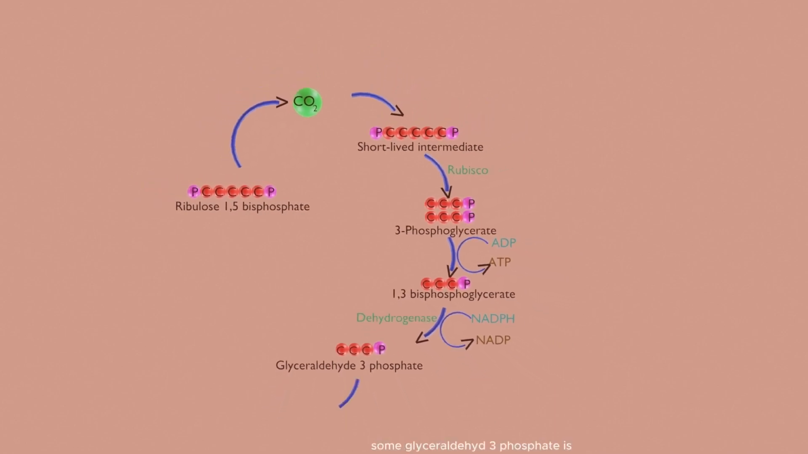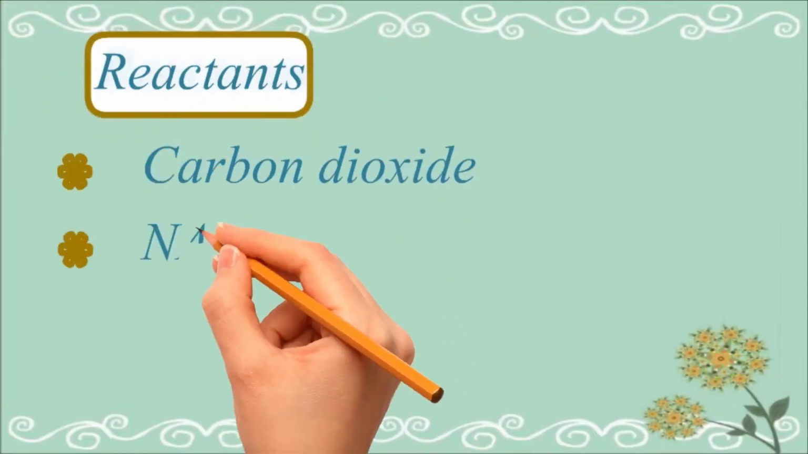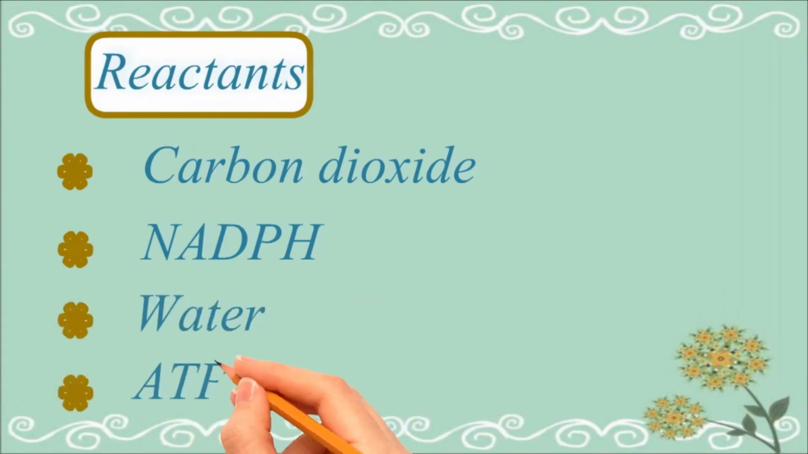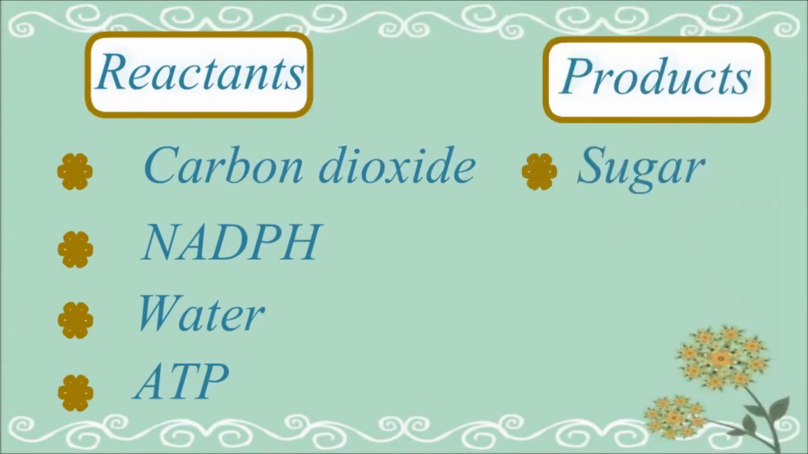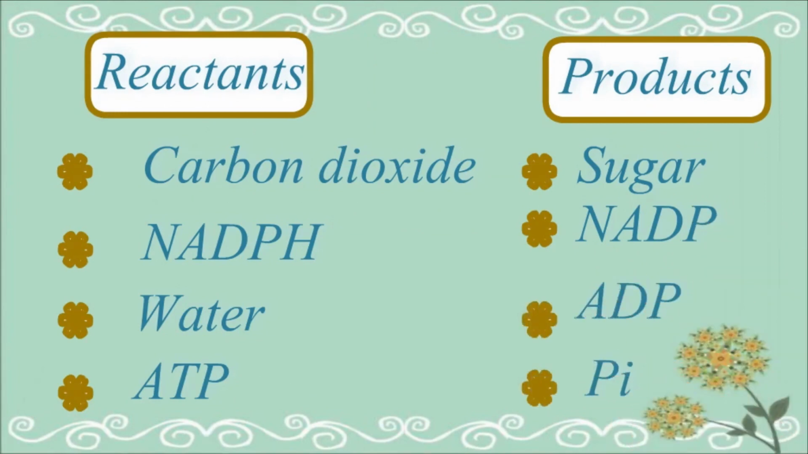Some glyceraldehyde 3-phosphate is utilized in making glucose, while the rest is recycled to continue the cycle by combining with a carbon acceptor that turns into ribulose 1,5-bisphosphate. The energy required to regenerate it is derived from ATP. Reactants taking part in the Calvin cycle are carbon dioxide, NADPH, water and ATP. Its products are the sugar molecule glucose, NADP, ADP and phosphate molecules.